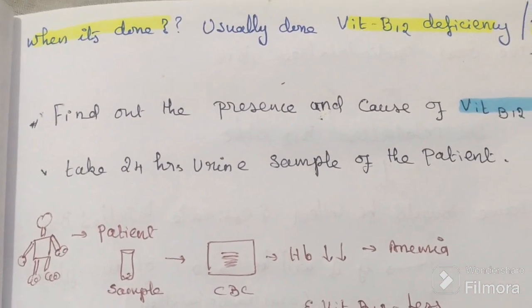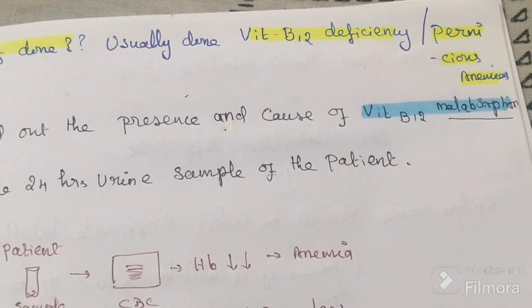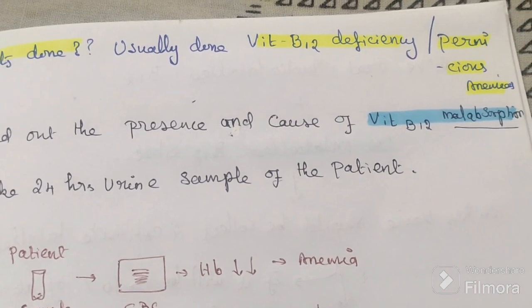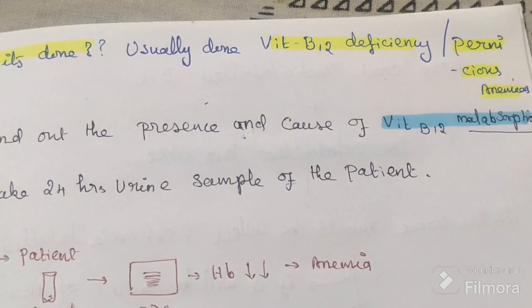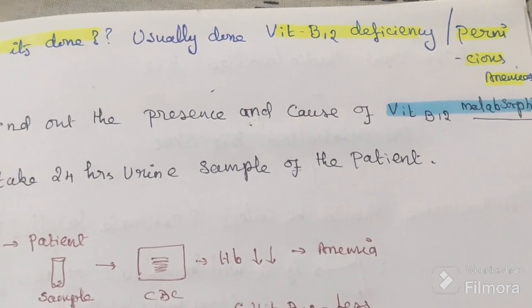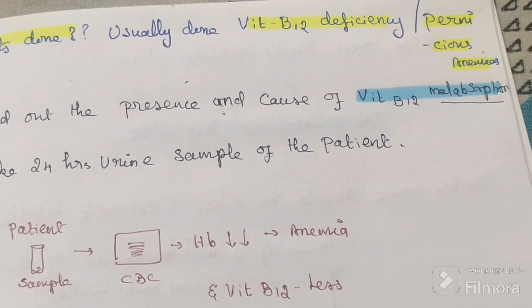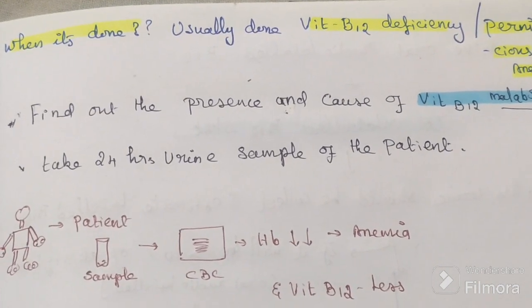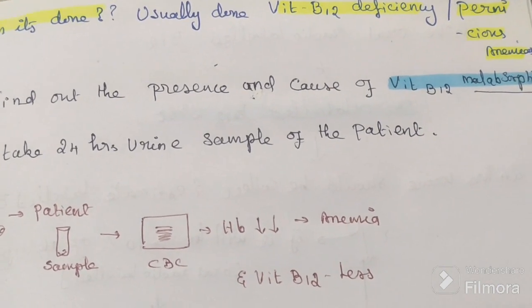When is it ordered? It is usually done for vitamin B12 deficiency or pernicious anemia. This test is mainly used for identification of vitamin B12 deficiency or pernicious anemia, to find out the presence and causes of vitamin B12 malabsorption. Here we take a 24 hour urine sample of that patient.